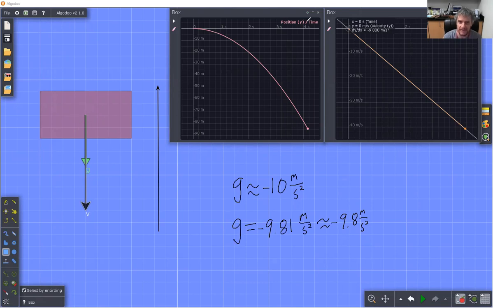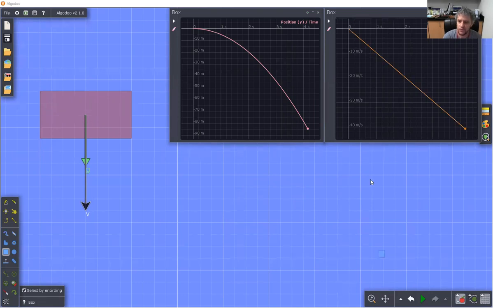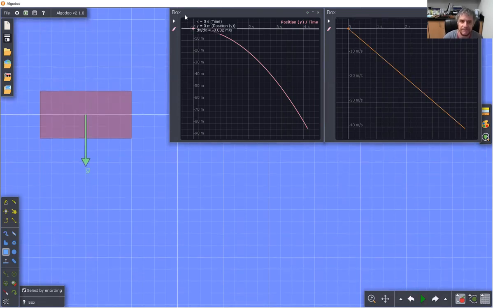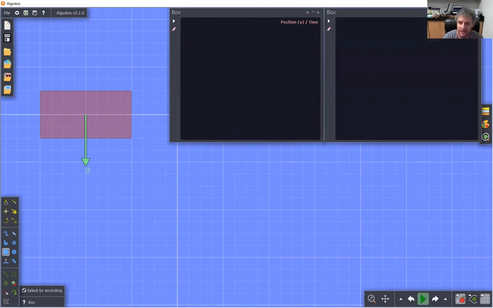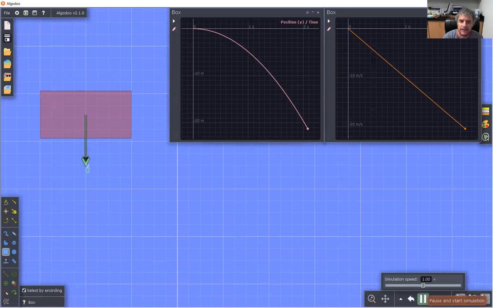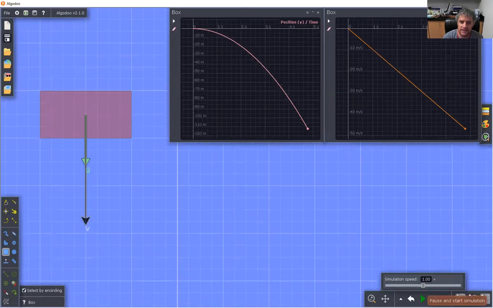Okay, so let me clear my screen here and let's dig into this a little more. All right, let's start this motion again and hit play. Notice that my velocity is obviously increasing during this time, while my acceleration is staying the same. As long as you're not traveling miles and miles in the vertical direction, the acceleration due to gravity is constant at the Earth's surface. It is that 9.8 meters per second squared, or approximately 10 meters per second squared.